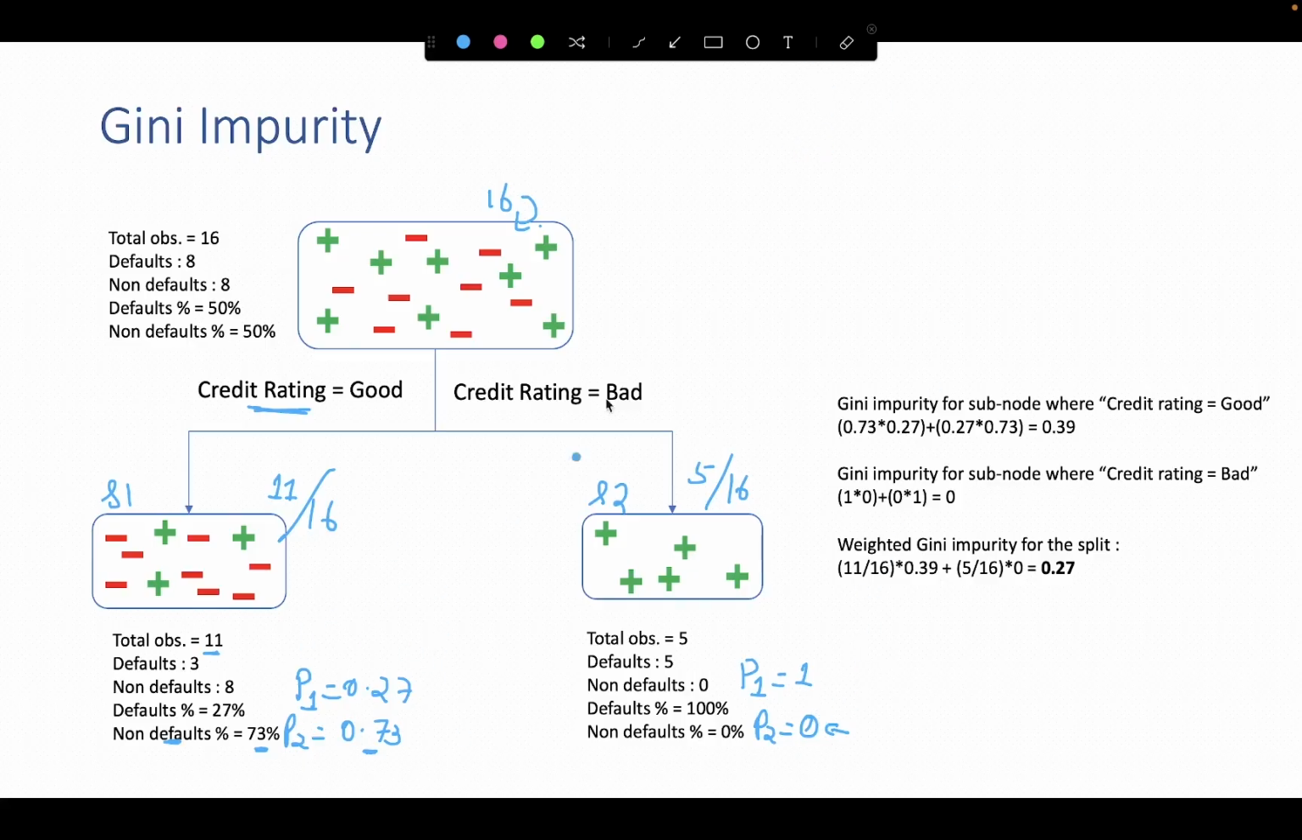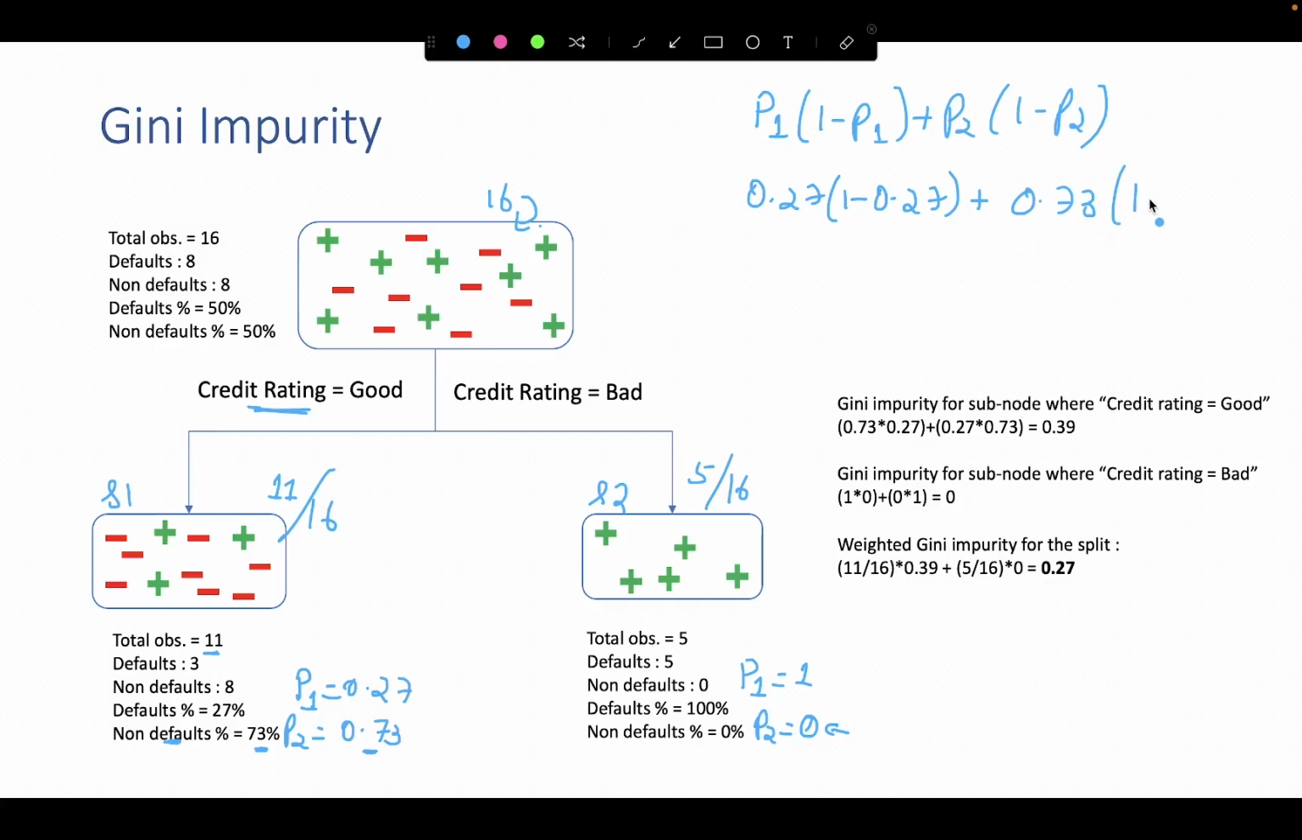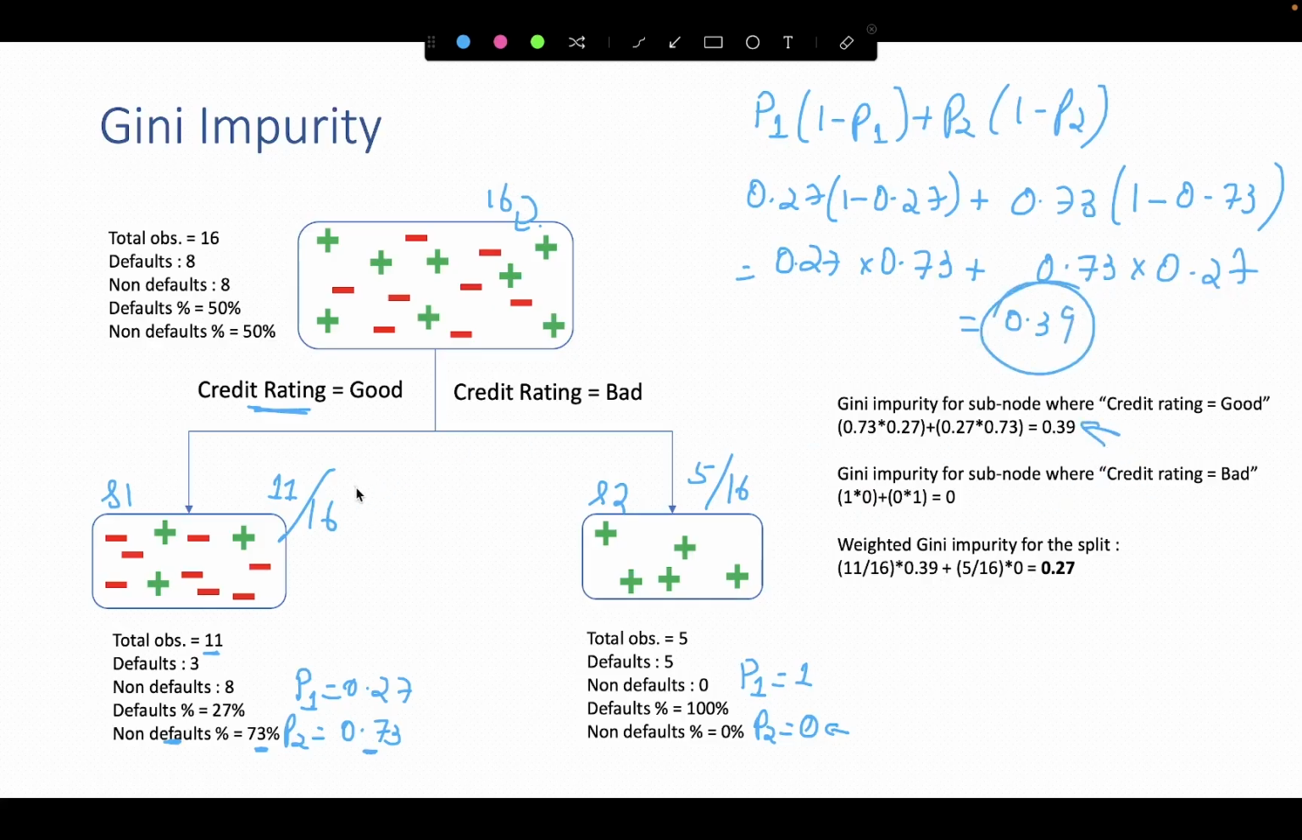So clearly we can calculate the Gini impurity by plugging in these values in this particular formula that we already have looked at. So for subnode S1, it's going to be 0.27 multiplied by 1 minus 0.27 plus 0.73 multiplied by 1 minus 0.73, which is going to give a value of 0.27 multiplied by 0.73 plus 0.73 multiplied by 0.27. The resultant value is going to be 0.39 like I have indicated here. So I multiply this weight with 0.39 that I have arrived at for this calculation.